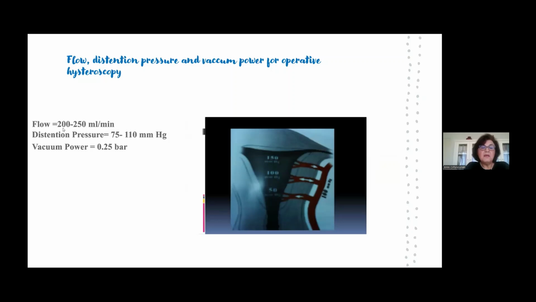Flow is 200 to 250 ml per minute. Distension pressure is 75 to 110 millimeters of mercury. Vacuum power is 0.25 bar.